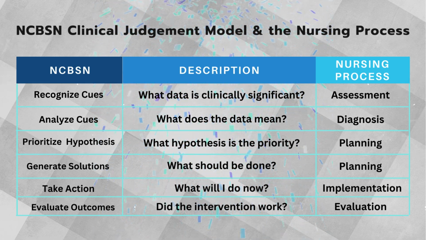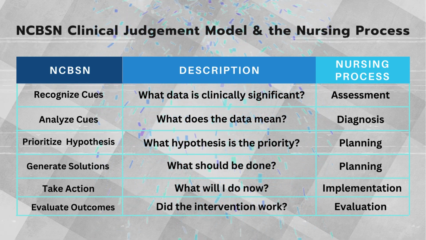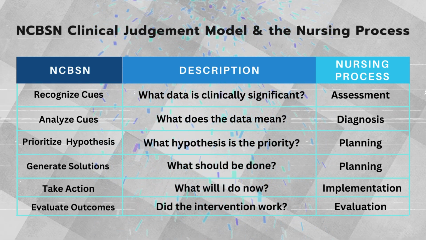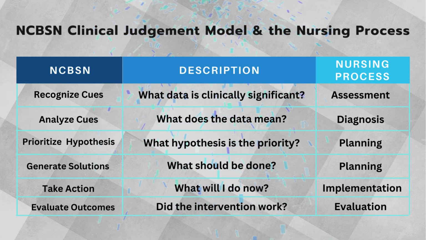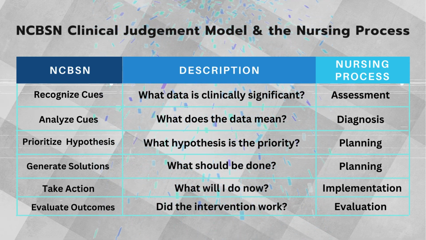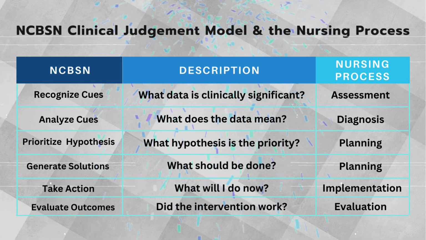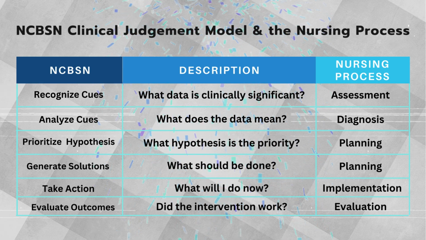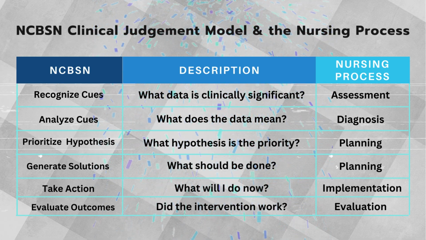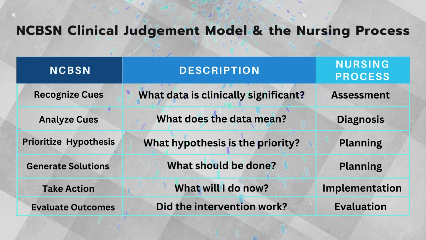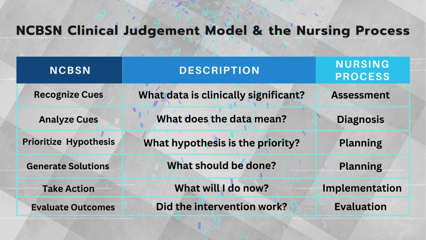So next let's look at analyzing cues. The NCSBN says analyze cues. The description is, what does that mean? What does the data mean? The corresponding step of the nursing process is diagnosis or the analysis of data. So when we're doing a nursing diagnosis, what we're saying is, okay, what do our assessment findings mean? That's our nursing diagnosis. What's the problem? The NCSBN clinical judgment skill is analyzing cues.